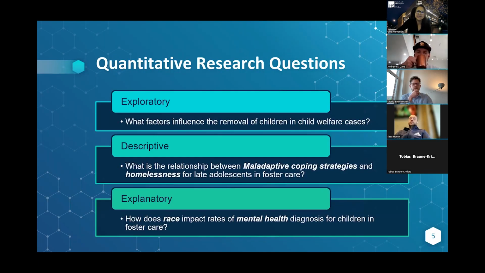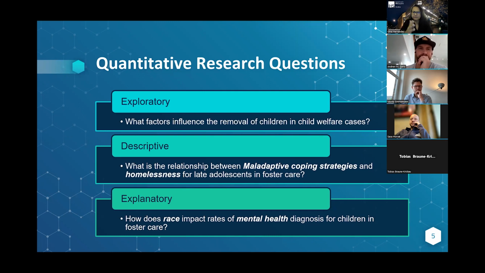And regarding the questions that you can answer with quantitative research, as I already told you last session, we have 3 different kinds of scope in research. Either you are using the qualitative approach or the quantitative approach, you can have exploratory research, descriptive research, and explanatory research.